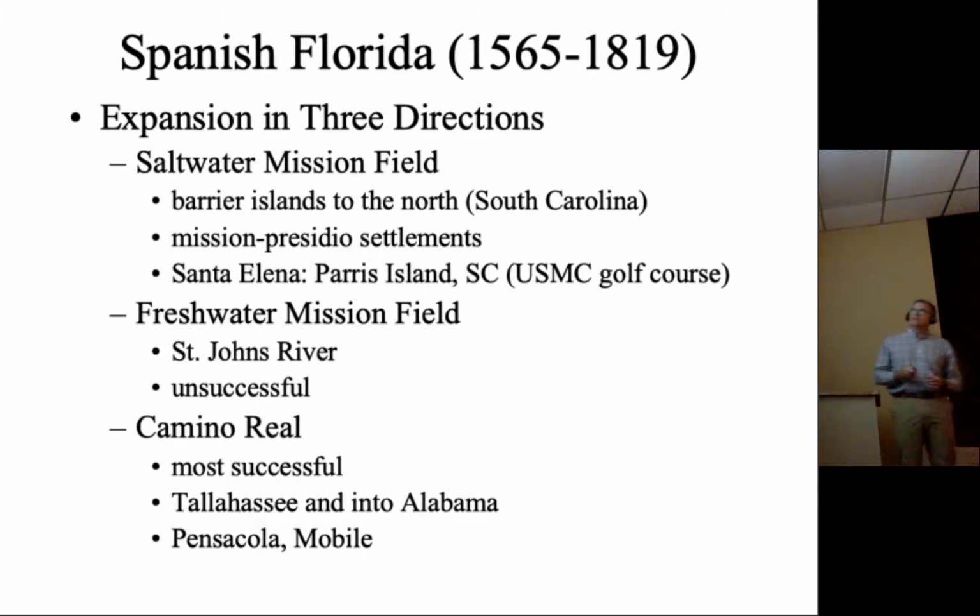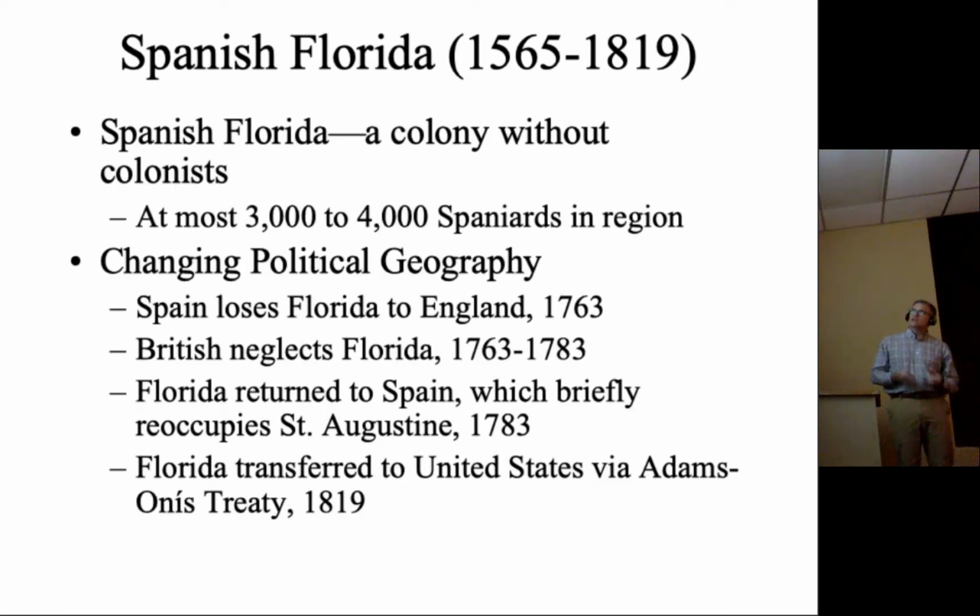So let's zip back a little bit here. Spanish Florida gets established 1565. The fortress is built about 1570. So at any one time, at most, there are only about 3,000 to 4,000 Spaniards living in Spanish Florida. Now, certainly by the time Andrew Jackson marched down, in the early 1800s, it was pretty much a total backwater.